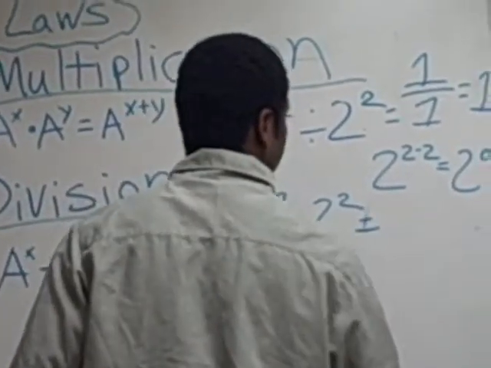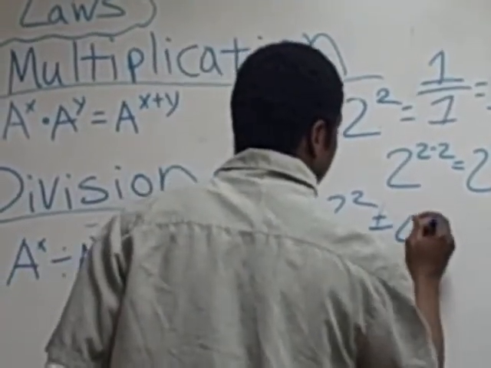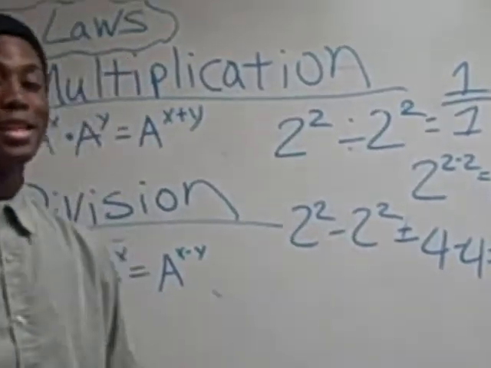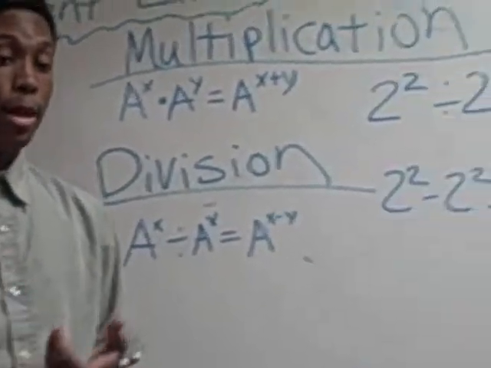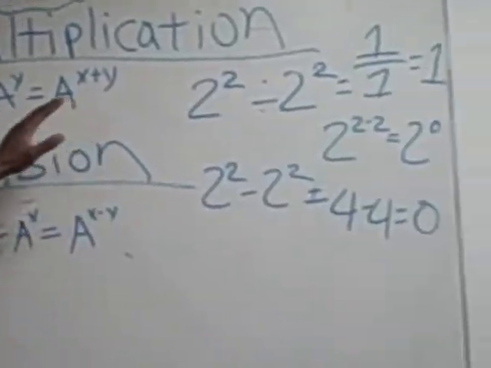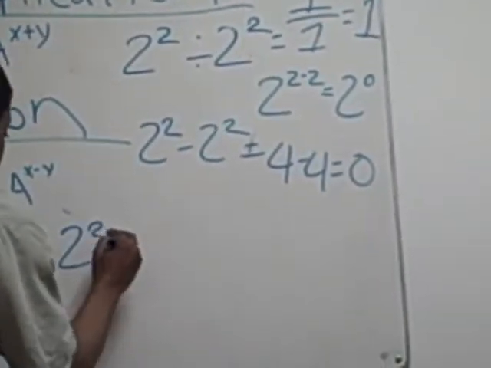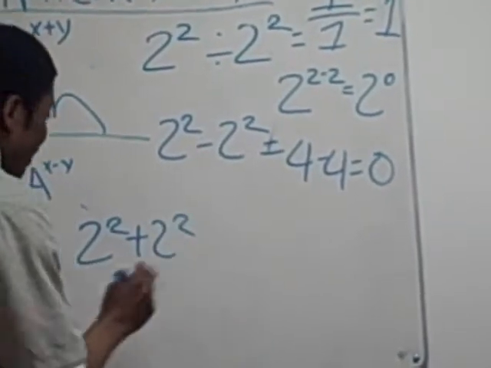Over here, 4 minus 4 equals 0. They don't come to the same conclusion. Remember, never do that. Same with multiplication. Never do 2 squared plus 2 squared. Doesn't come out right.